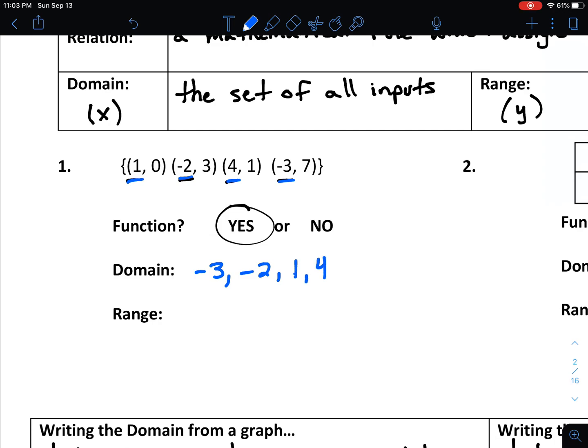When we list off numbers separately, we use a kind of curved bracket to signify that it's a list of numbers. We'll do the same with range. The only difference is that range will use the Y values for our function. We're still going to use the curved brackets and list them in order from least to greatest. So least would be 0, 1, 3, and then lastly 7.